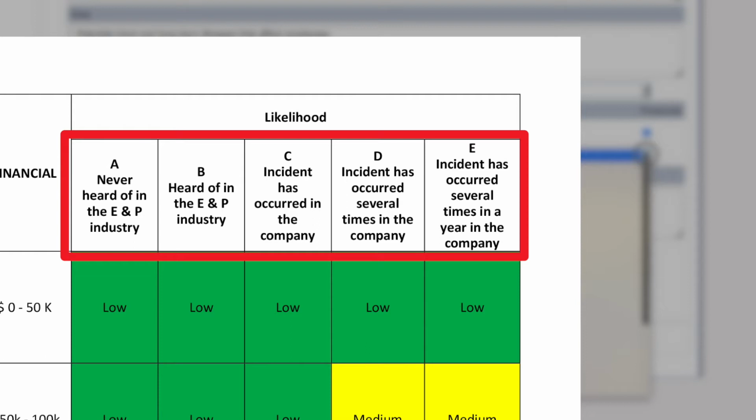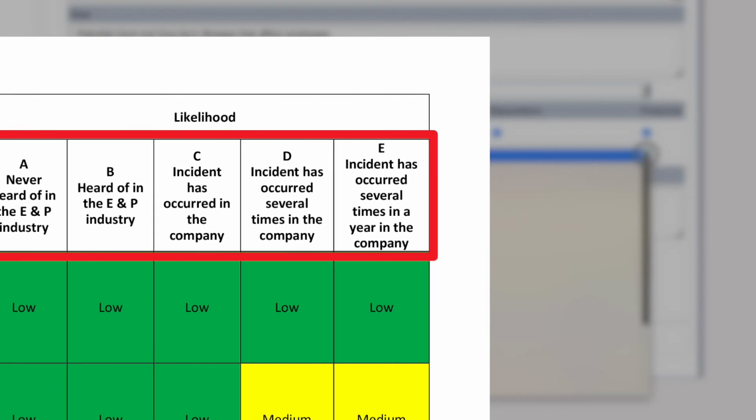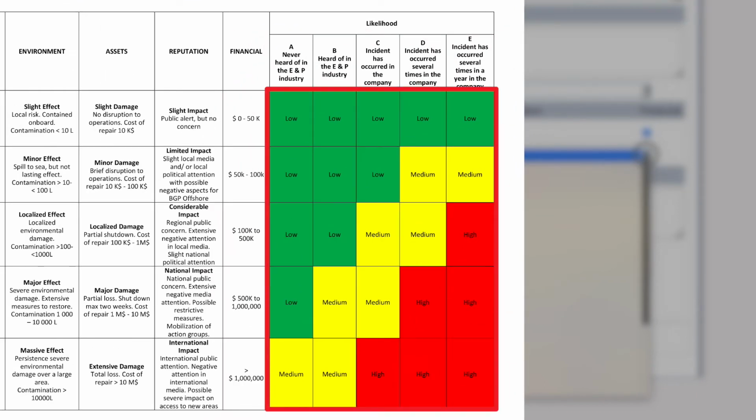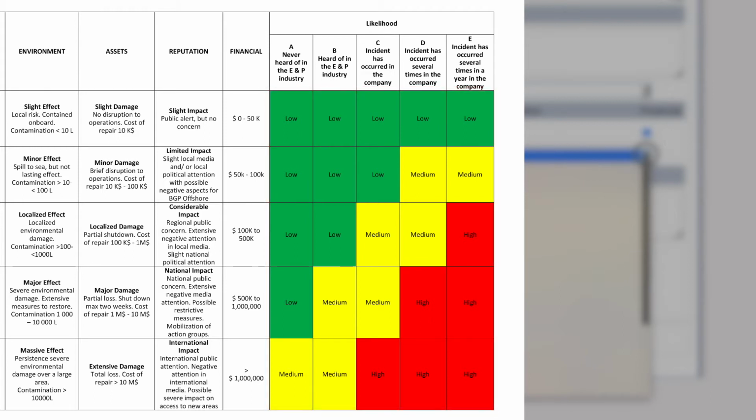Happens several times a year in our company. And E. Happens several times a year in our location. Risk rating. Once the severity and likelihood have been identified, the risk level can be determined from the risk matrix. As shown in the matrix, risk ratings can range from A1, lowest risk, to E5, highest risk.